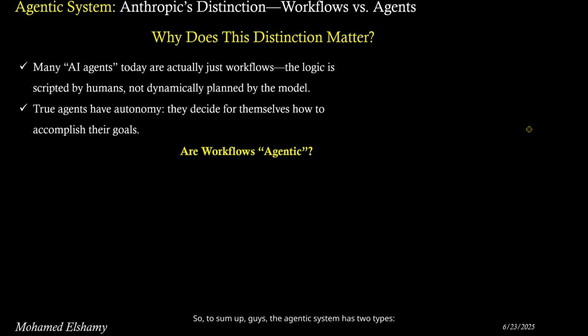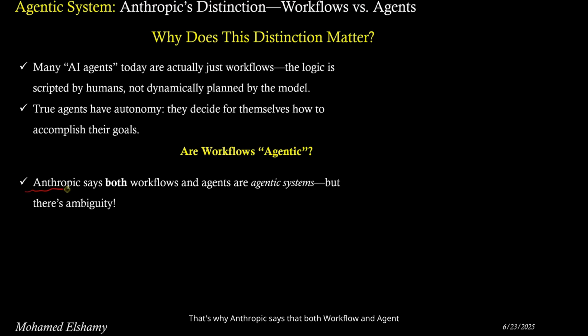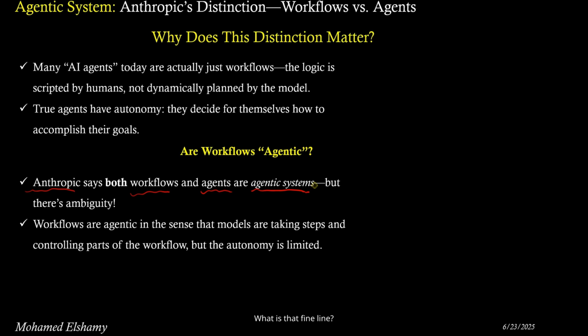So to sum up, guys, the agentic system has two types. There's the workflow and there's the AI agent. That's why Anthropic says that both workflow and agent are agentic systems. This is exactly what we just said, but what's between them? There's a very fine line. What is that fine line? In a workflow, automation is very limited. The decisions that the LLM makes on its own don't exceed, say, 10%. But in an agent, the decisions made autonomously go beyond 80%. So the system thinks and makes decisions to ultimately get you to your goal.